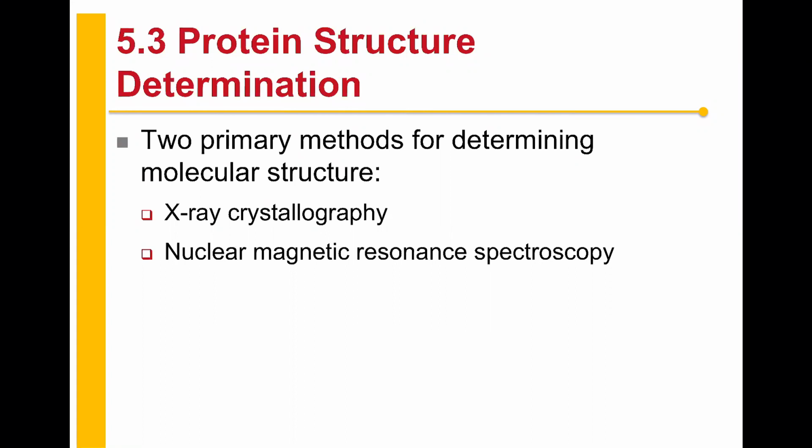We are going to talk about in this section, once you've gotten your protein, whether you've made it, you've purified it, whatever you've done to get your protein, now you want to know what's its conformation, what's its structure. And there are really two primary methods for determining molecular structure. You can do X-ray crystallography or nuclear magnetic resonance spectroscopy, which is NMR.